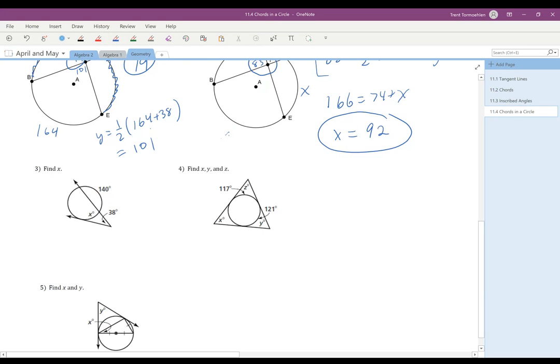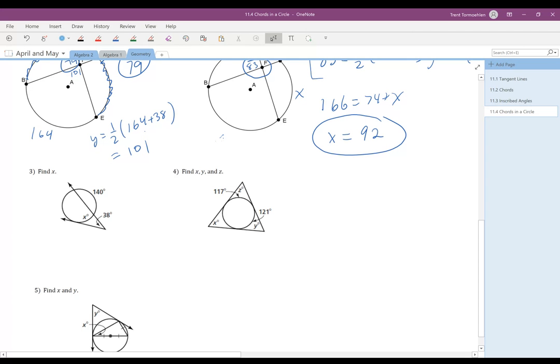All right, for number 3 here, if you take a look at it, this one is different because we have a tangent line. And it says you need to find out what x is. Now, what's hard about this one is it appears we don't have a ton of information.